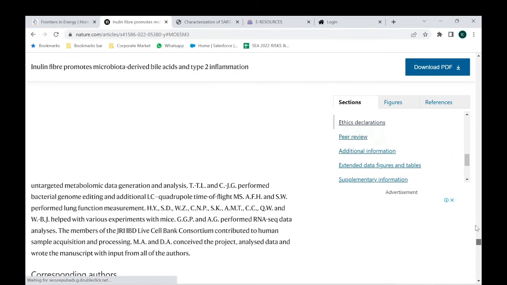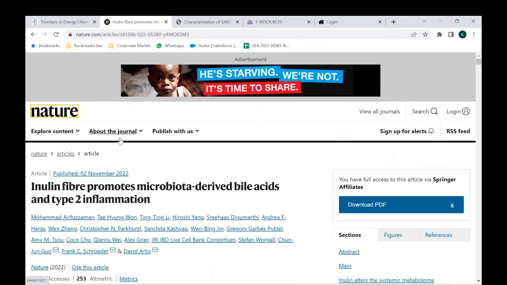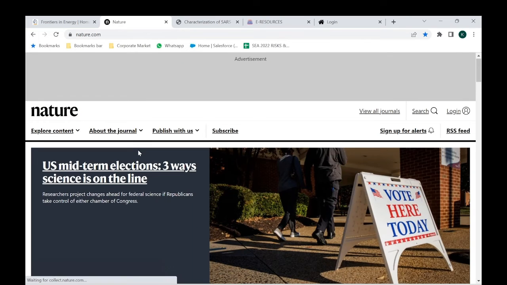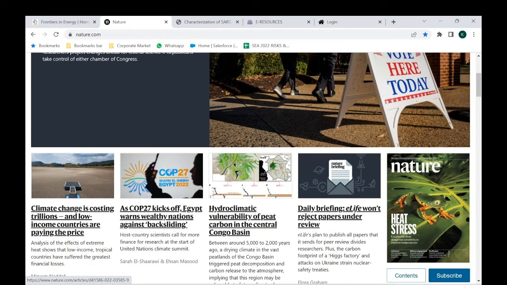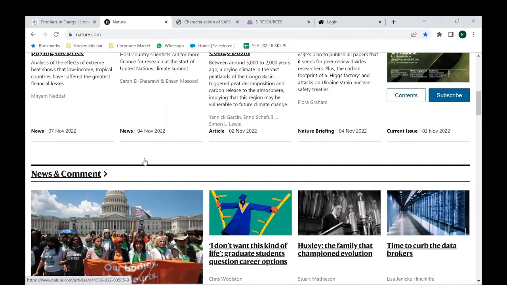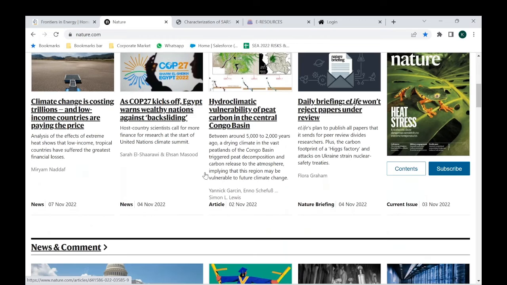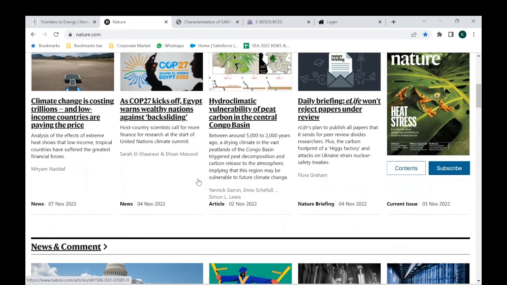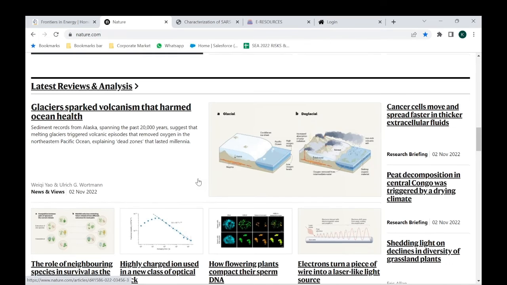So as you can see, Nature has this, and if we go back to the home page, it's aligned in a way that is more friendly to read, because even if you don't understand the hard science behind it, there is lots of reading material that helps you understand what's being published, and it's a good way to keep abreast of what's going on in the world of science in general over time.